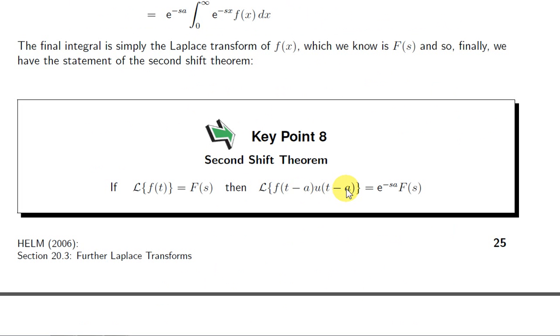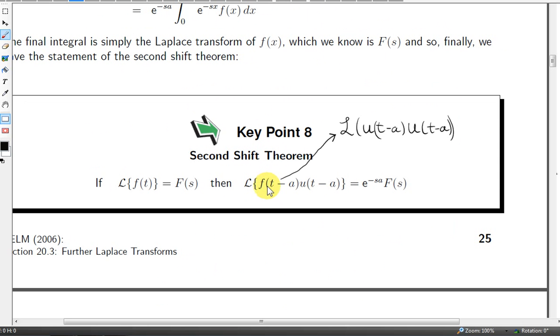Here is the second shift theorem for a general function little f. But we can make little f here equal to u. So we can replace f with u, and this is what we get. But if we multiply u of t minus a by u of t minus a, we just get u of t minus a. It's a unit step function where the step occurs at t equals a.